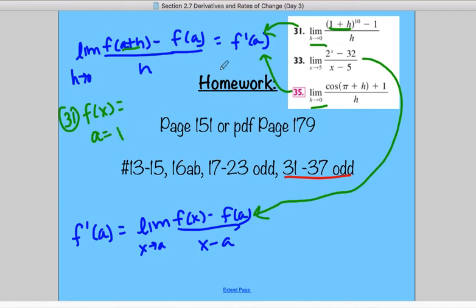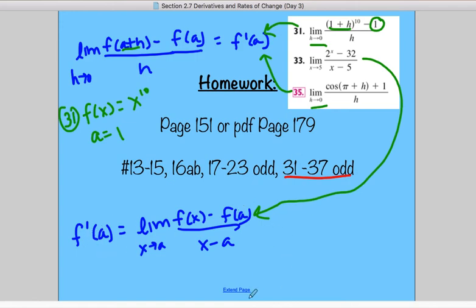Okay, and then what function would you be plugging 1 plus h into? It'd be x to the 10th. So that would be your answer for 31. And you could just check: if I found f of a, f of 1, if I plug 1 to the 10th in, is it 1? Yes. Okay, so that's how you handle number 31.